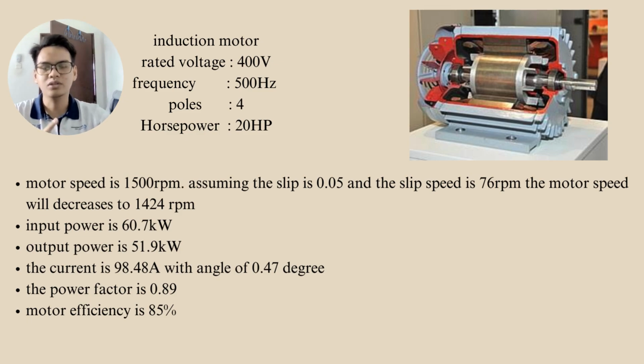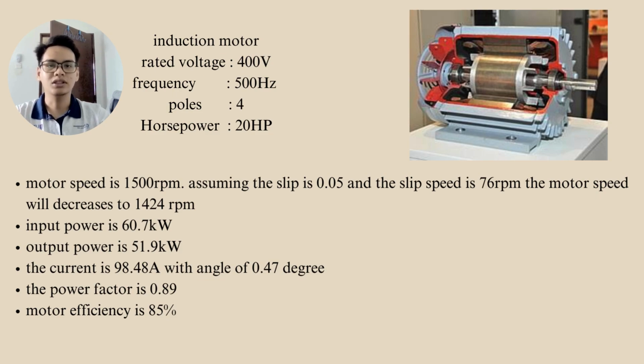The motor speed will drop to 1424 with slip speed of 76. This happened because of the difference between the synchronous speed and the rotor speed. The input power for this motor is 60.7 kilowatt and the output is 51.9 kilowatt.